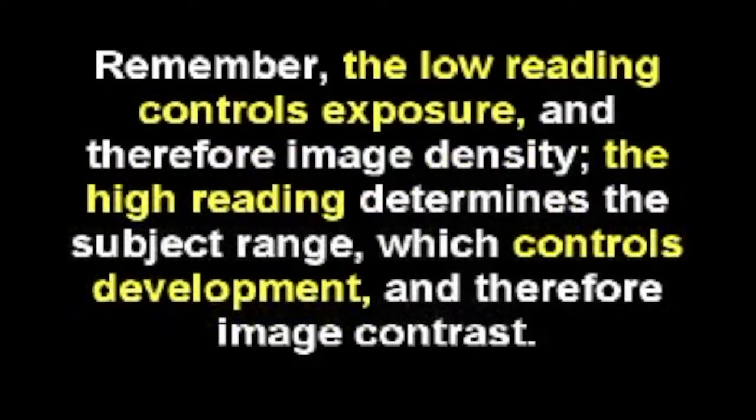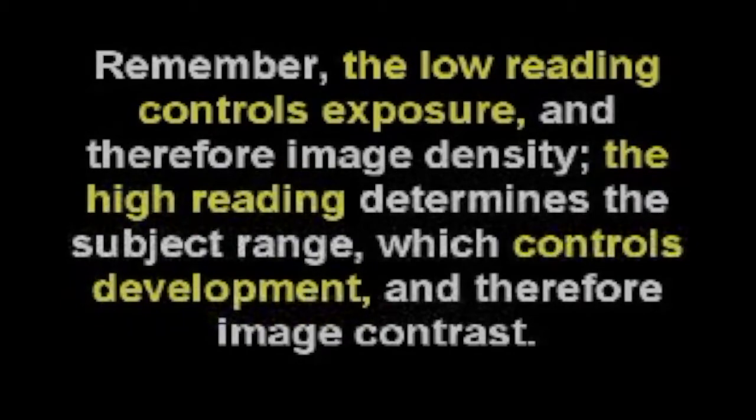Unusual light conditions require special metering techniques. To preserve highlight tones in bright white clouds or surf, for example, swing the meter toward the sun to take the high reading. Similarly, in fog or diffused light, use the highest reading you can get to prevent the highlights from burning out. Remember, the low reading controls exposure and therefore image density. The high reading determines subject range, which controls development and therefore image contrast.